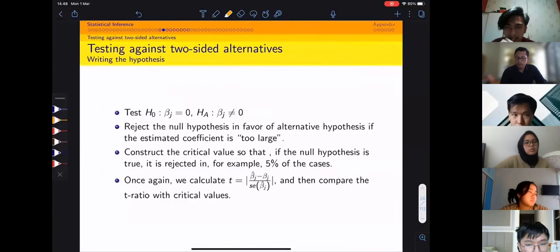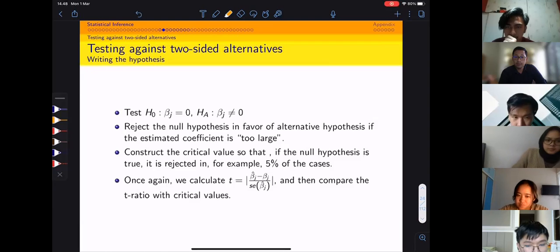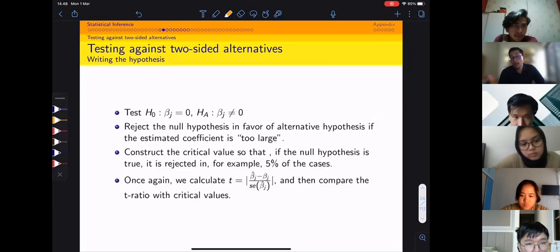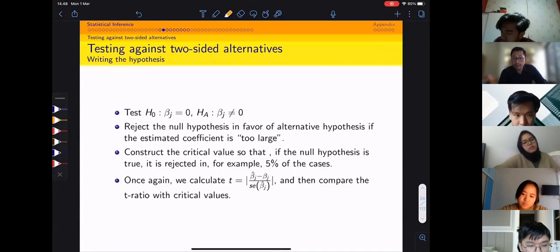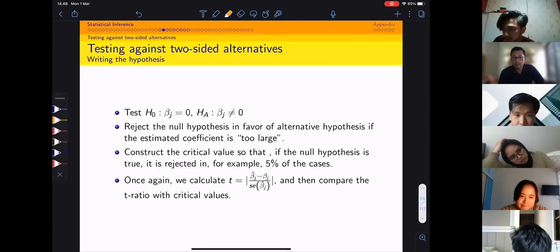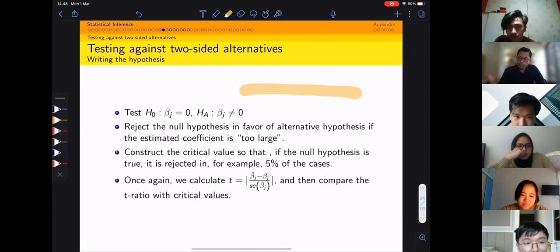So in this particular case, we state that the alternative hypothesis is that beta j is not equal to 0. So it could be positive or it could be negative. The idea is still the same. We're going to reject the null hypothesis in favor of the alternative hypothesis if the estimated coefficient is too large. Now, be careful. The critical value is not only on one side, but it's actually on the two sides of the distribution.